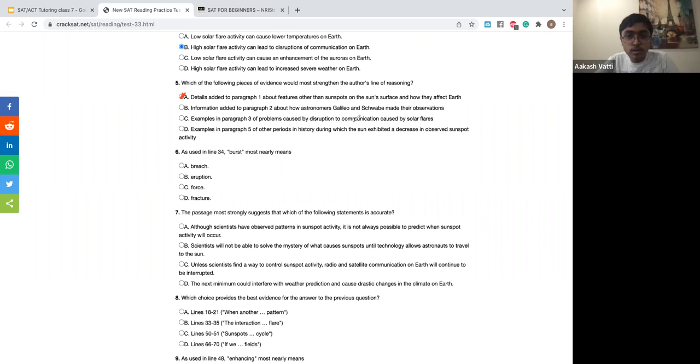B, information added to paragraph 2 about how Galileo and Schwabe made their observations. No, we don't need that either, because that just provides some background information on how people noticed sunspots. So it can't be B.